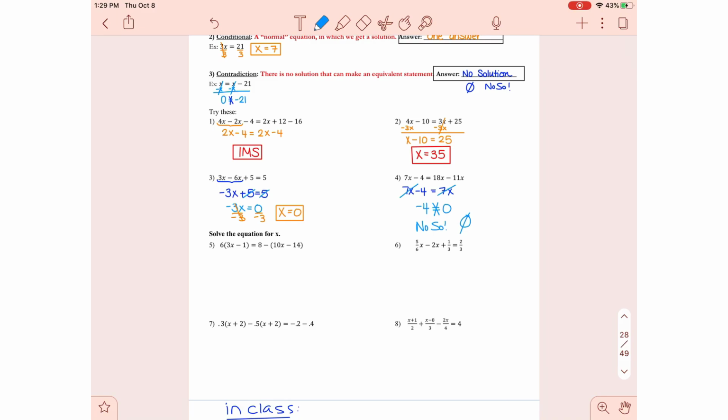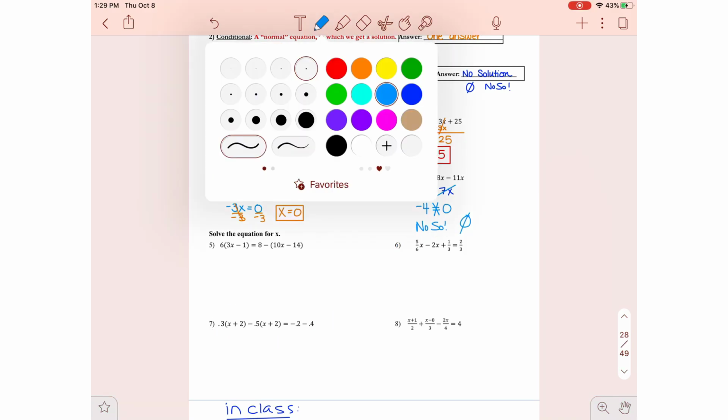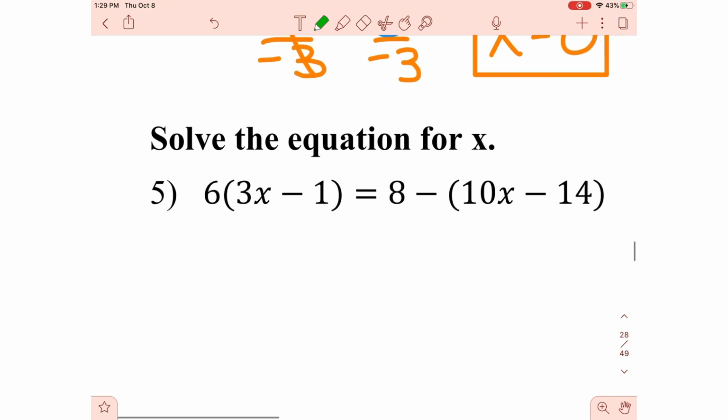Let's just step up our game a little bit and solve some harder equations that involve fractions, that involve decimals, and so on. Starting with number 5.